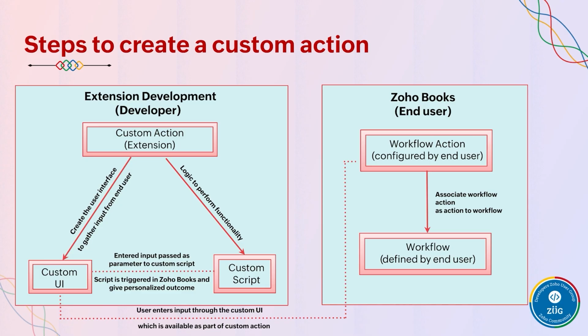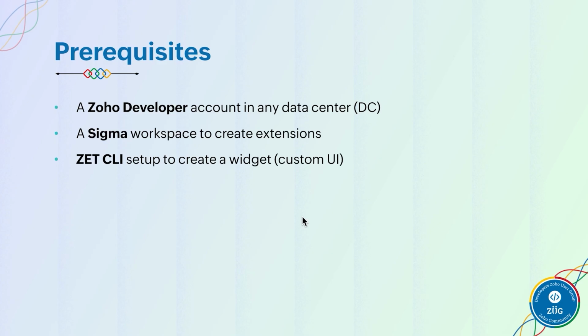So now that we have got a fair idea on custom actions and how they can be beneficial by associating with workflows, let us see the actual steps of how a developer can build a custom action as a Zoho Books extension, and how the end users can configure the custom actions and associate with workflows with a real-time use case demonstration. So to begin with, let's first discuss the prerequisites for building a custom action.